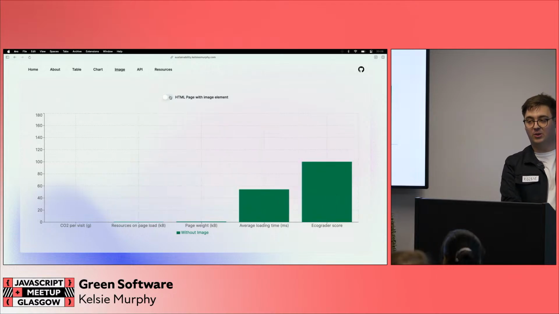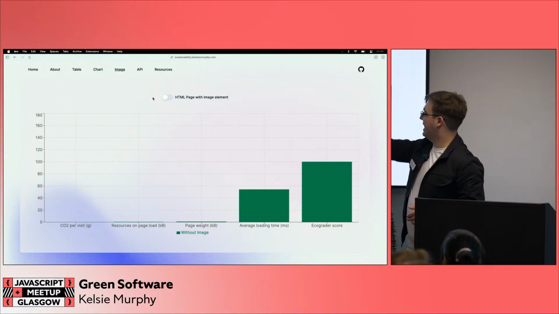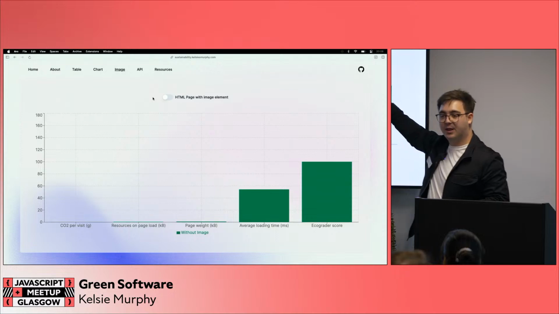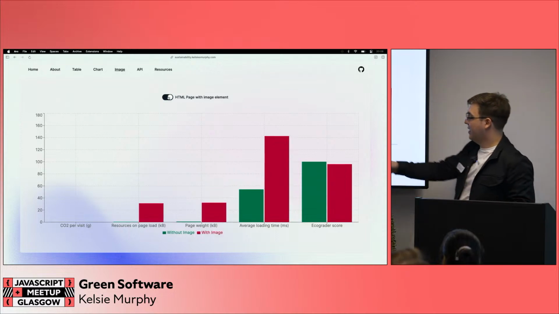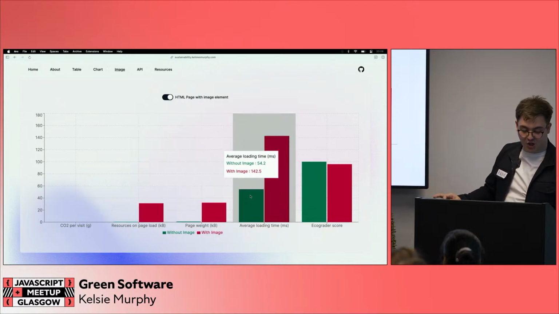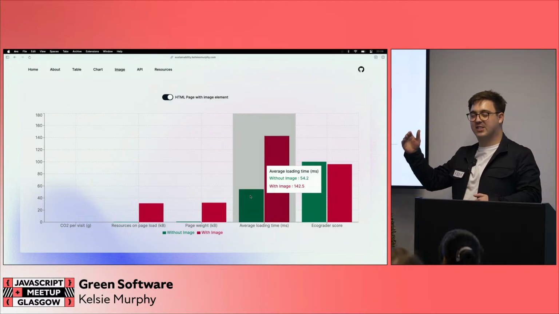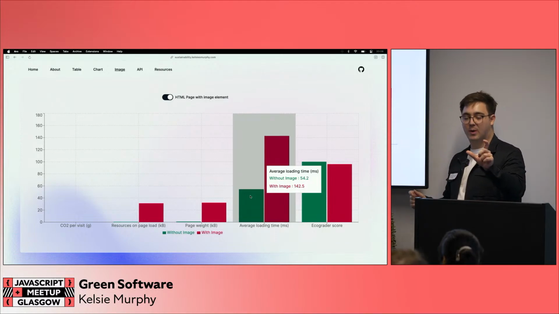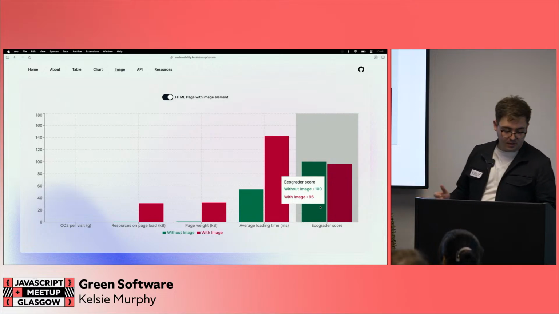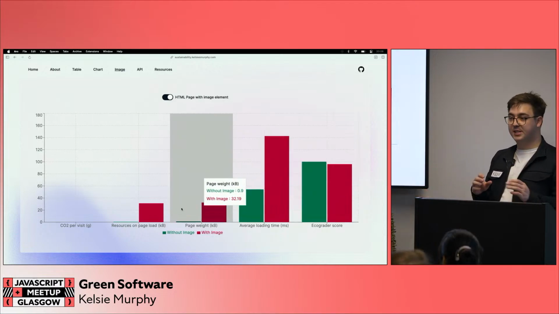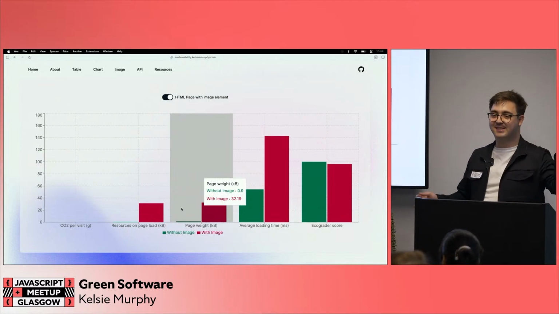If I toggle on this little toggle, you'd expect with an image that you're going to get another bar that's going to be a little bit higher than the others. And it's quite interesting to see, in my opinion. If I click that on, the average loading time jumps. It goes from 54 milliseconds to 142 milliseconds just from adding a single image on the website. The eco-grader score goes down by 4 points. The page weight goes from 0.9 kilobytes up to 32 kilobytes, which again is tiny in the grand scheme of things.